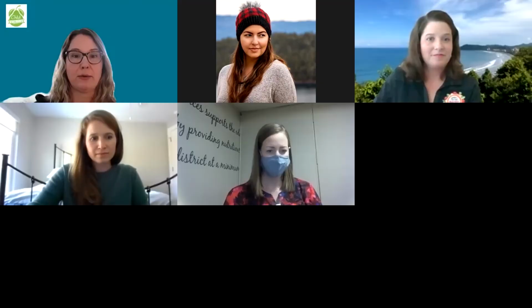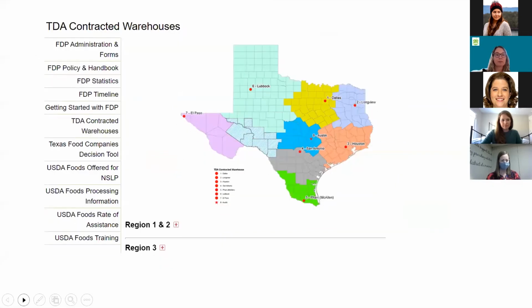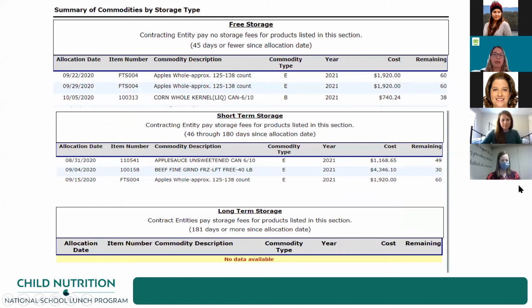And we're going to navigate back to our PowerPoint. Like I said, you're going to look at Square Meals for your delivery fees, and those can be renegotiated every year. So you want to stay on top of that if there's a change in fees.